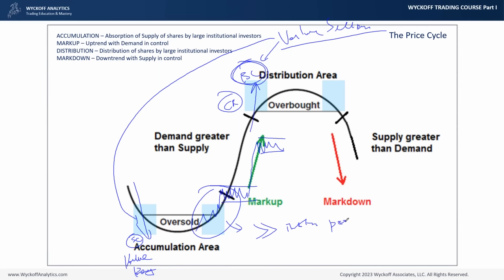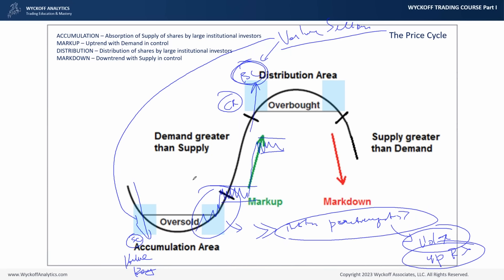And that would be reflected also in the increase of the volume signature. And not only that, increasing the upward result. And we'll talk about the sign of strength and the backup as the final test at the level of the resistance before the price starts moving in the uptrend with ease.